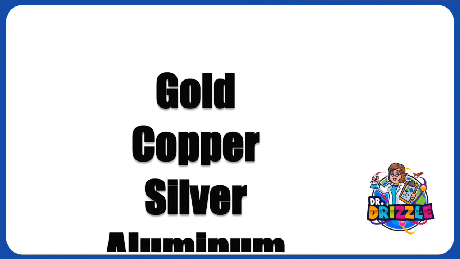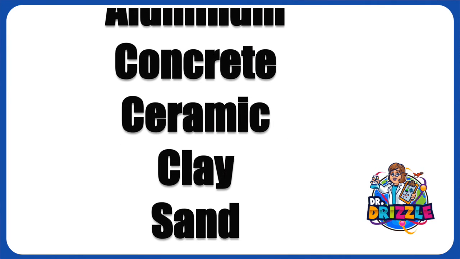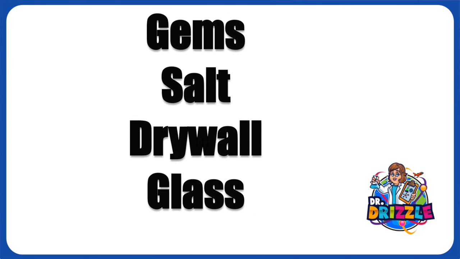There are lots of other important uses for rocks, soils, and minerals. We use rocks, soils, and minerals to construct a lot of things we use on a daily basis. Some of the materials we use that are actually considered rocks, soils, or minerals include metals like gold, copper, silver, aluminum, concrete, ceramic, clay, sand, gems, salt, drywall, and glass. Engineers use all these materials when creating everything from buildings to roads, to cars, to cell phones, to computers, to medicines. Rocks, soils, and minerals are incredibly important to us in our daily lives.